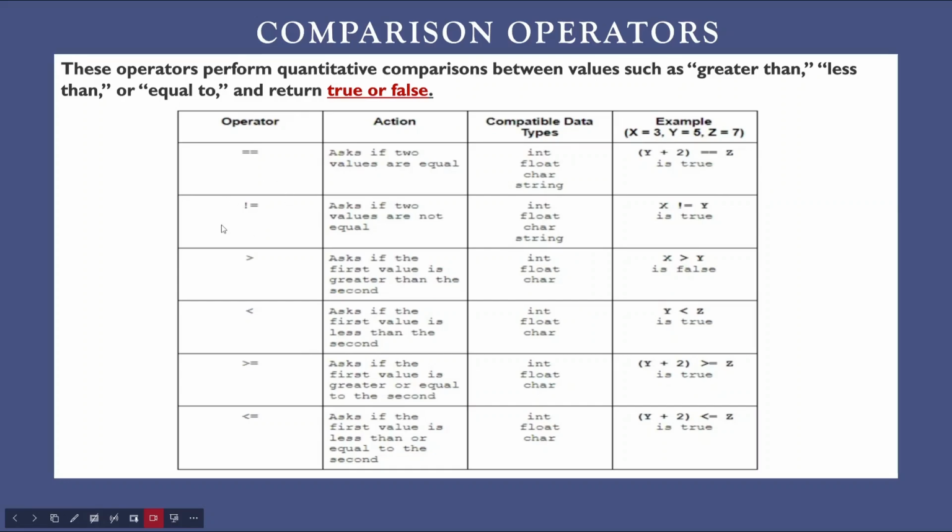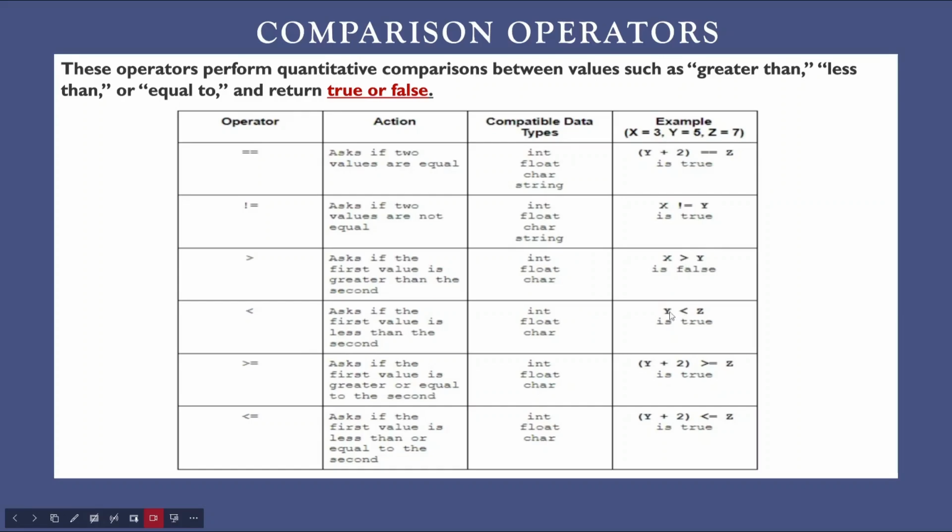Similarly, we have not equal to. Not equal to works exactly opposite to the double equal to. Not equal to will give you a true value if they are not equal. Whereas greater than will help us check whether the first value, that means the left hand side value, is greater than the right hand side value. You can see here, x value is greater than y? 3 is greater than 5? No, it is not. So it will give you a value of false.